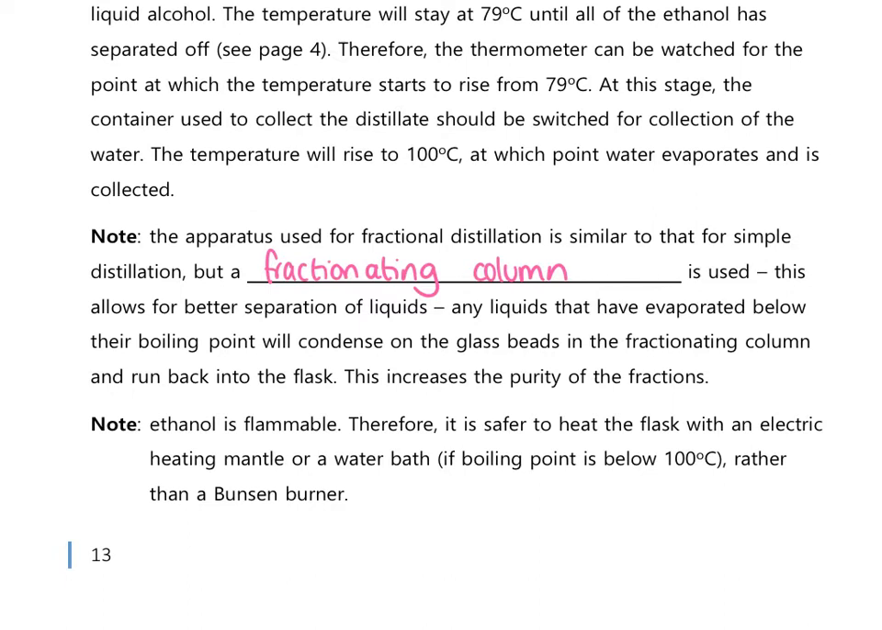If you have got a little bit of water that has evaporated off with the ethanol, it will condense again in the glass beads and run back into the flask, and it just makes sure none of the water molecules evaporate off with the ethanol first. And there's just a quick little note here: the ethanol is flammable, so it's probably not a good idea to heat it with a Bunsen burner.